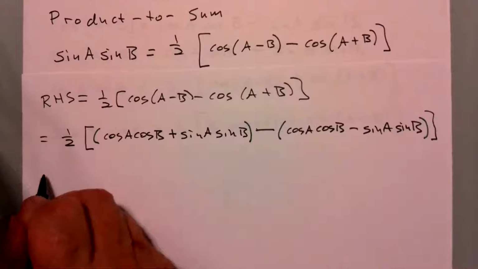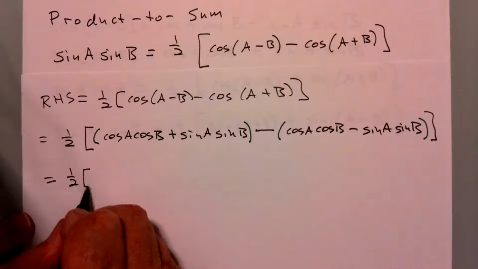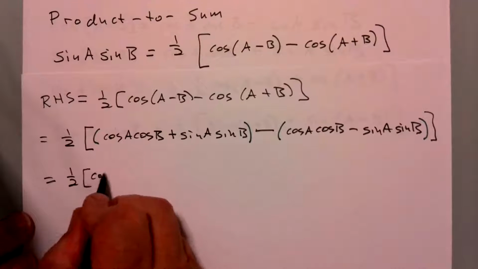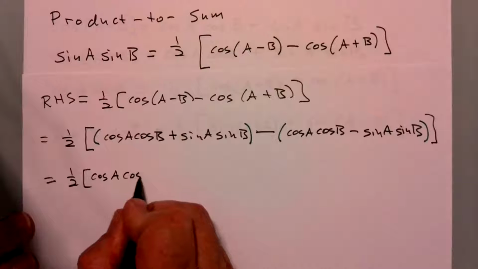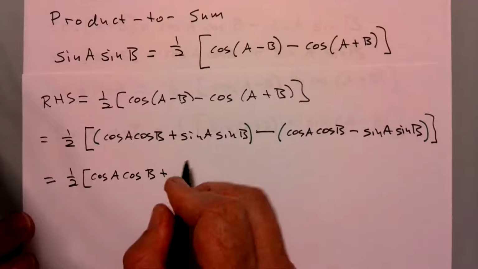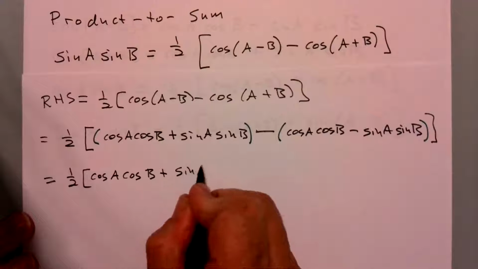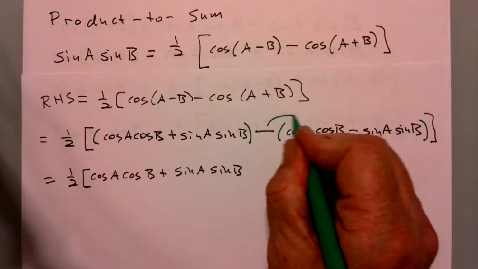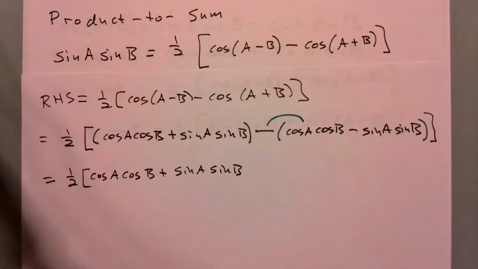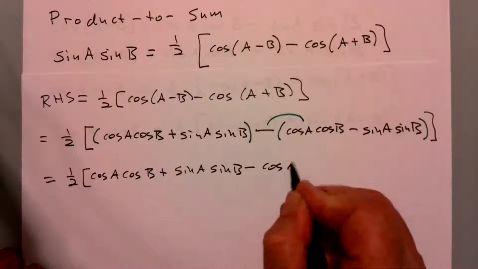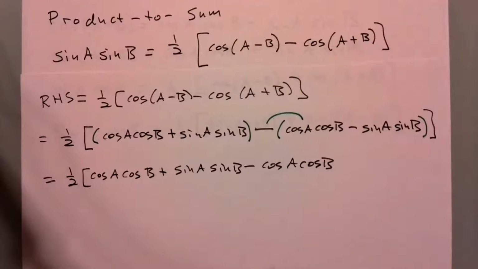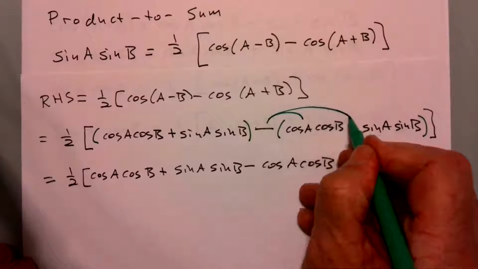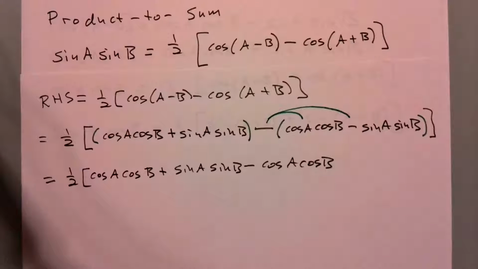So what I'm going to do is eliminate the parentheses. So we have 1/2 cos A cos B plus sine A sine B. The parentheses aren't really doing anything for us there. And then let's distribute this minus sign. So it's going to be minus cos A cos B. And then we have minus a negative. Minus a negative is going to become plus sine A sine B.